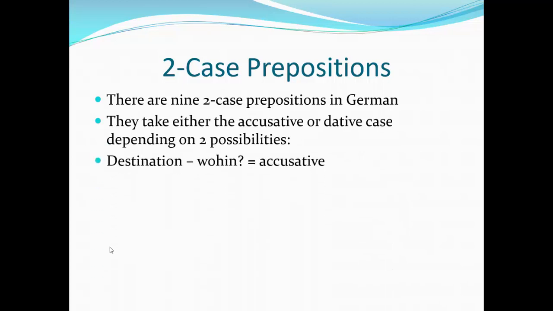Is your question asking wohin, right? Is there action? Is there a destination involved? And if that is the case, then the object that follows the preposition will take the accusative. If you're asking location, wo, then it's going to be dative. Okay? So the way I like to think of it is there's a couple of scenarios.